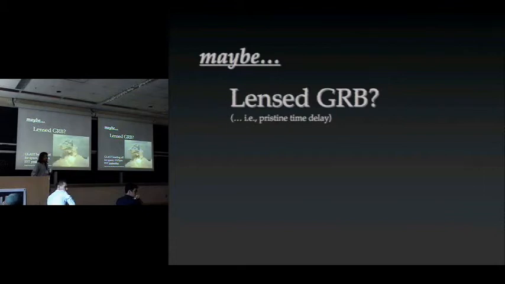Phil? With a few day time delay precision, if you don't attempt to model the microlens, how do you think you can do it if you do model? The answer is I'm not sure.